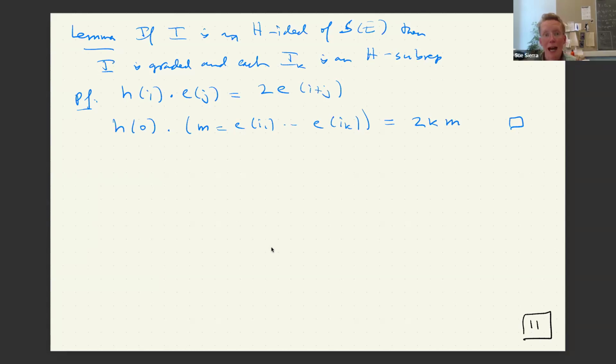Remember, capital H acts on E by the adjoint action. This is, h_i acts on e_j to give 2 times e_{i+j}, the bracket in the loop algebra. So therefore, capital H acts on the symmetric algebra of E. And when you look at what h_0 does to a monomial of degree k, so a product of k of the e's inside S(E), it's going to end up multiplying that monomial by 2 times k.